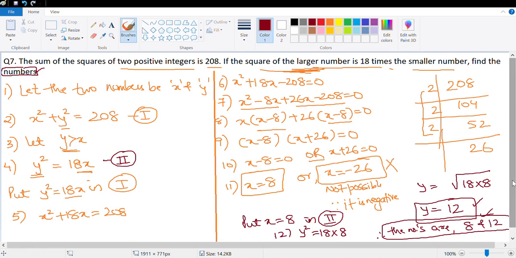Done. Simple one. I hope you learned this prime factorization and figure out how to find the factors. Good. Let's look at the next question. The next question that we do is question number 9.